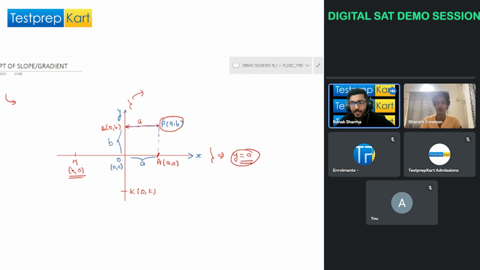Similarly, for the y-axis, the equation is x equal to 0. We'll talk about the vertical and perpendicular line topic also, but right now it is good to know this point. That is it.